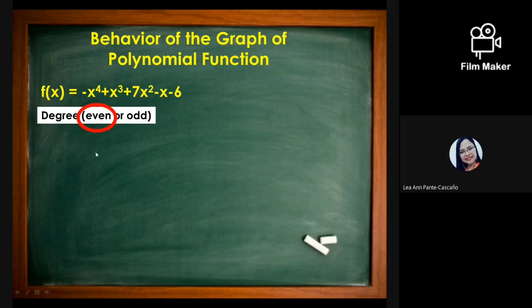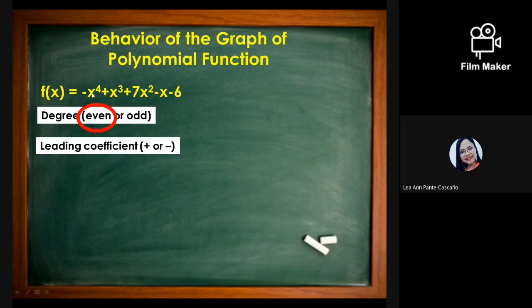Let's have now the leading coefficient. Let's see if that is positive or negative. Since this is the leading term, you see the degree is 4, that is now even. Now, you have here now the leading term. Let's check the leading coefficient. We have here negative. Therefore, the leading coefficient is negative.